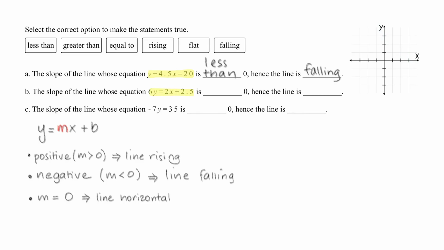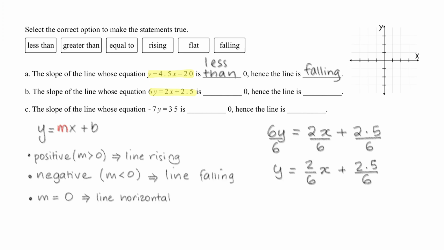Part B. We are given the equation 6y equals 2x plus 2.5. We need y by itself, so divide everything by 6. The result is y equals 2 over 6x plus 2.5 over 6. Now look at the slope, 2 over 6. Since the slope is positive, which means it is greater than 0, the line is rising.